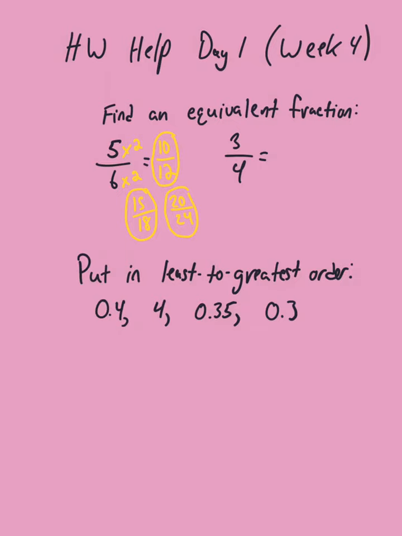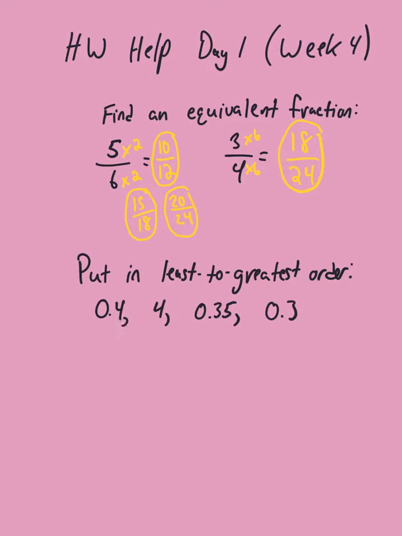So for 3/4, maybe I'm going to multiply each number by 6. 3 times 6 is 18. 4 times 6 is 24. There is just one example, but remember, you can come up with many different ideas. All right, for the second problem, it says put in least to greatest order.